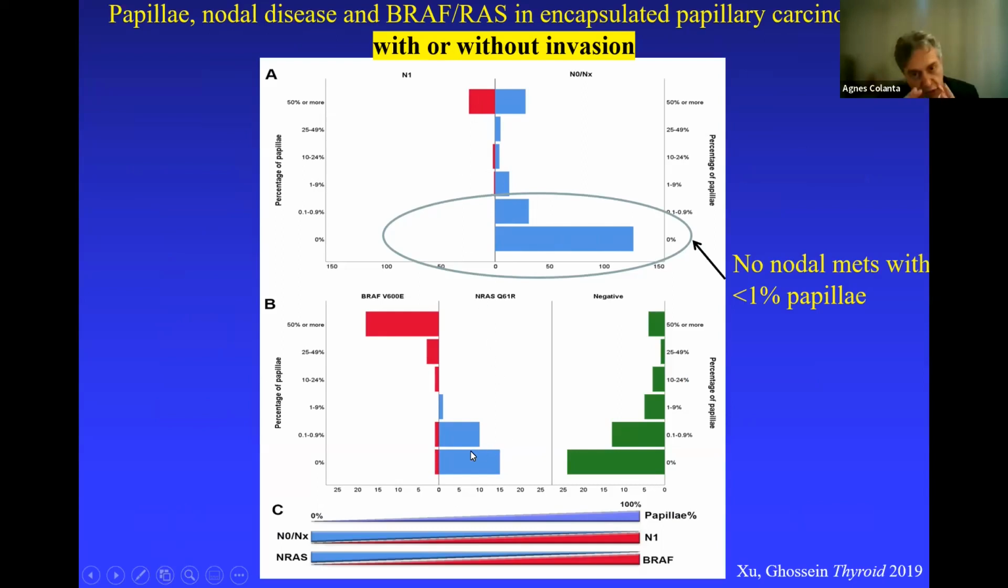Same correlation between the amount of papillae and the presence of BRAF. If the number of papillae goes up, the chances of the tumor being BRAF positive increase. And if the number of papillae goes down, the chance of the tumor being RAS mutated also increases.